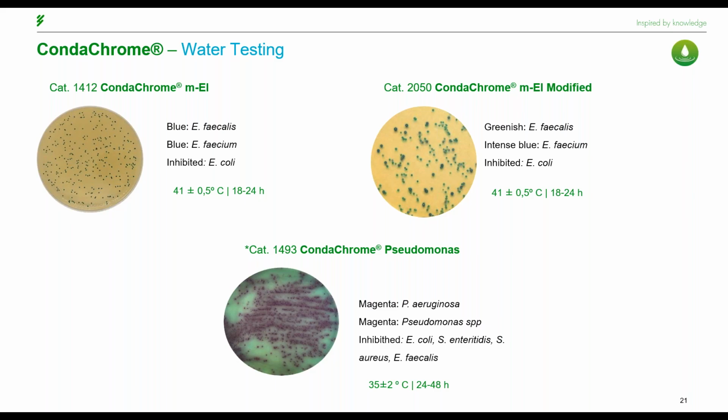In this case, as characteristic of the Condachrome line, the plates are easy to read. Pseudomonas will present magenta colonies, and since it is a medium with a great inhibition for the rest of the microorganisms, any accompanying flora growth, if it were to appear, would be as colorless colonies. Again, in 24 hours, you will have your results. In all of these cases, enterococci or Pseudomonas, the membrane filtration method is used. So the filter is simply placed on the Condachrome plates, and shortly you will have your results.